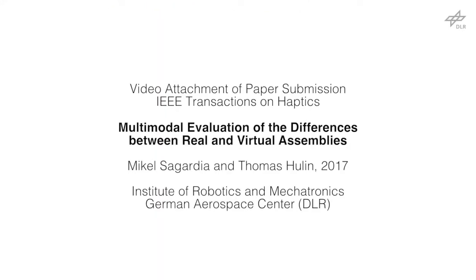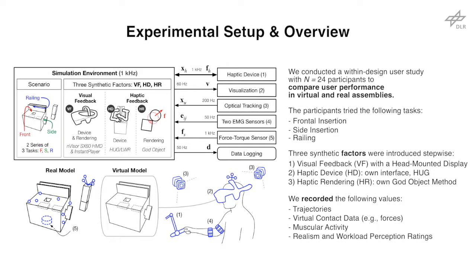We present a user study in which real and virtual assemblies with haptic feedback are compared. 24 participants carried out exercises consisting of 3 variations of pigeonhole tasks. Real interactions were altered by adding 3 synthetic factors.